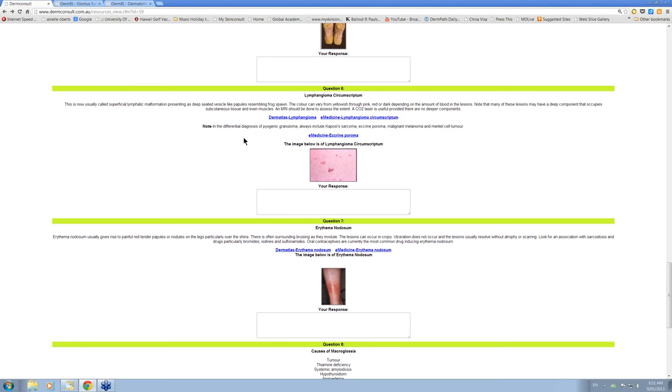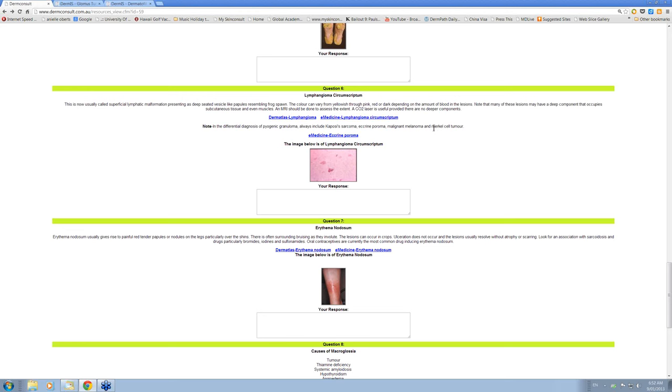And what have I added in here? I've gone right off topic here. In the differential diagnosis of pyogenic granuloma, always include Kaposi's, because it looks very vascular too. Eccrine poroma, usually you're going to get these in the soles of the feet, palms of the hands. Malignant melanoma, sure, the amelanotic melanoma can look like a pyogenic granuloma. And so can the Merkel cell tumor.